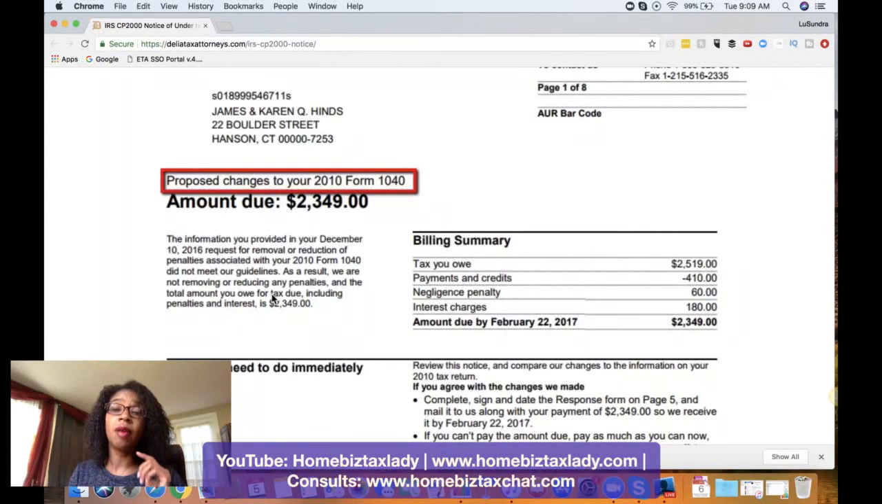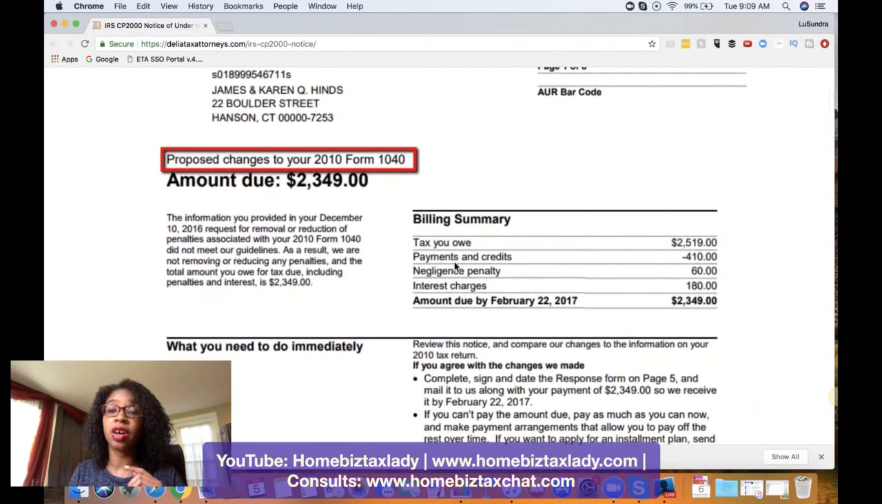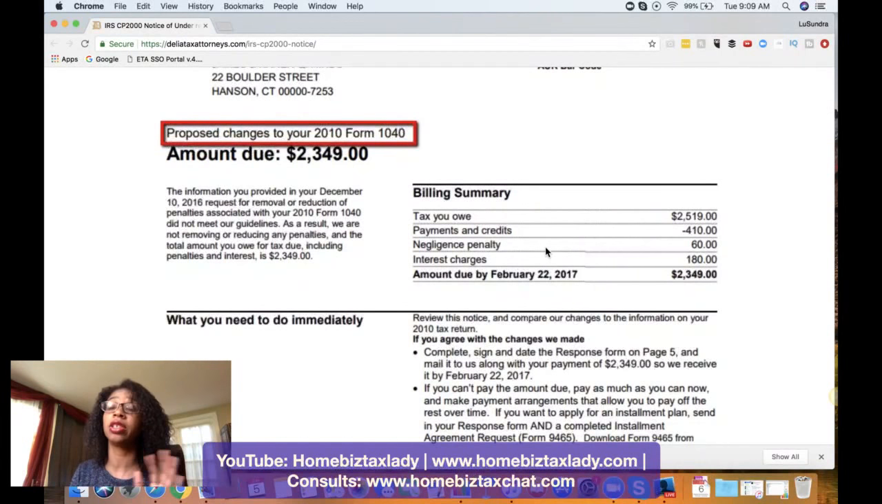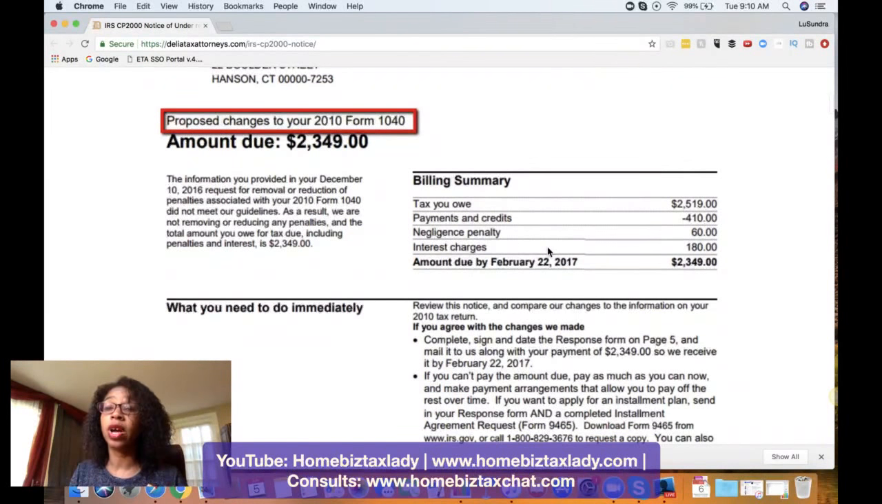But what it does, it takes you through the billing summary, right? It tells you what you owe, what payments and credits you have, if there's a penalty, okay? And usually with underreporting, there is a penalty for underreporting, what the interest is, and then the amount due. Now, a CP2000 letter is not a tax bill, okay? That is not a tax bill, but you can go ahead and pay the bill.